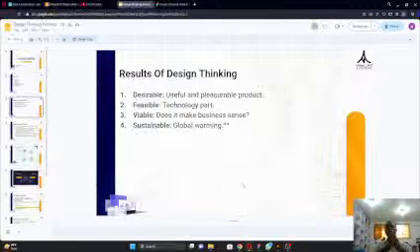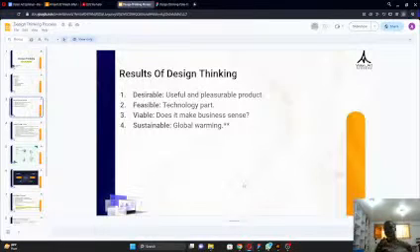Okay, then we have the results of design thinking process. Why are you conducting design thinking process? The first one is desirable, for you to ensure that you are creating useful and pleasurable products. That's why you are conducting design thinking process. A product that is desirable, that people will want to experience, and it's going to be useful and pleasurable.